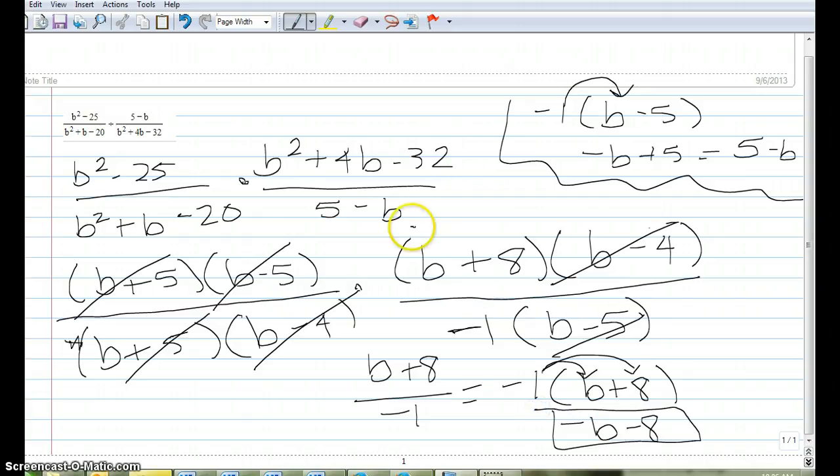So a couple of things to remember. When you're dividing, you flip the second fraction. Then we're factoring everything, and then kind of the one little trick to this problem was this 5 minus b, we want to change it to negative 1 times b minus 5.